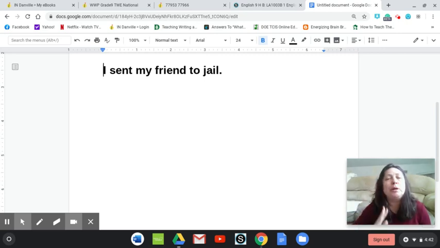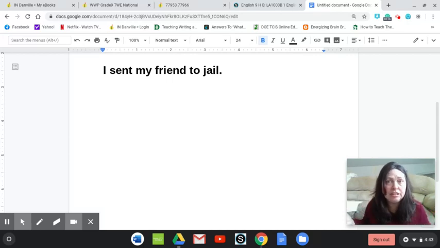So you got to think about whether the verb is transitive or intransitive. You don't have to think about this, but that's one other way to think about direct objects and indirect objects. Is the verb transitive or intransitive? Does it have something to which it is transferring the action? If so, there's a direct object. Okay, so you sent what?